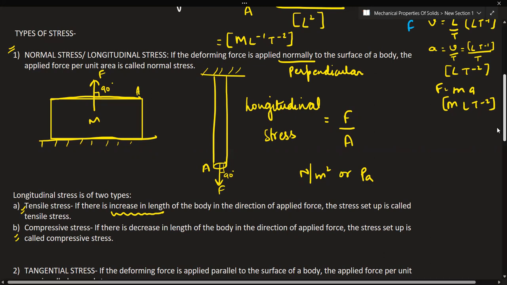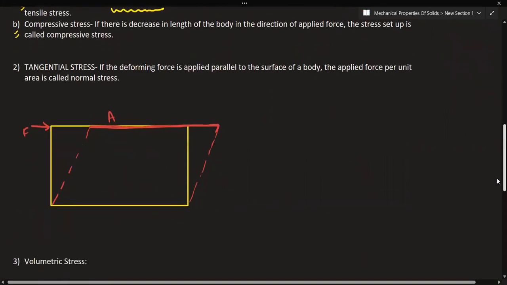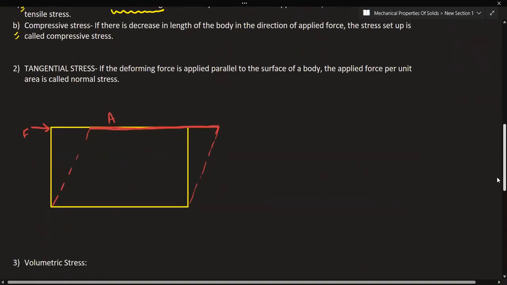All right, see, the next type of stress which we have is known as tangential stress. Now here the force applied is parallel. If the deforming force is applied parallel to the surface of the body, then that force per unit area is known as tangential stress, not normal stress. This brings out a change in shape.